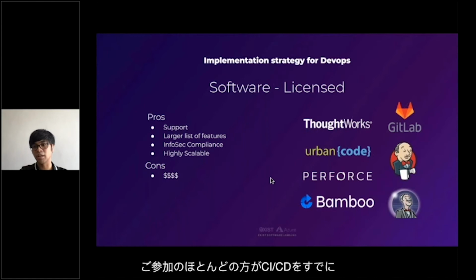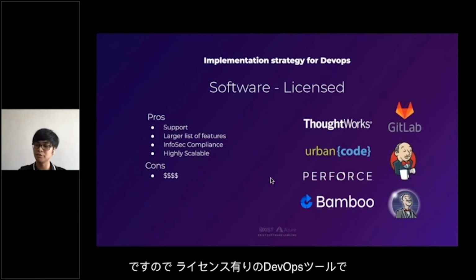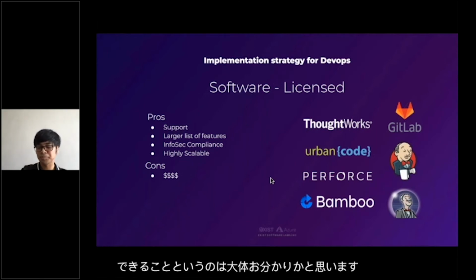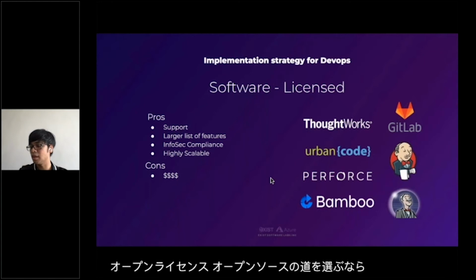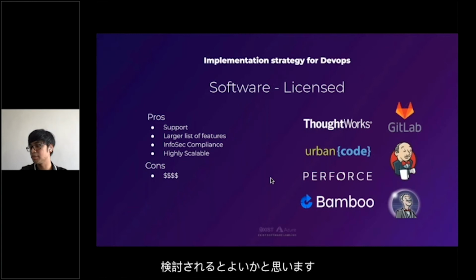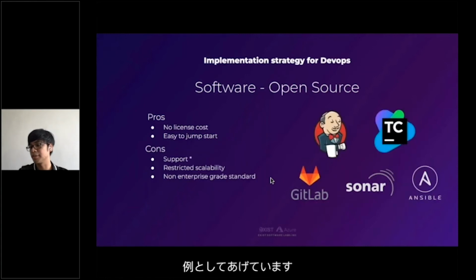Most of you actually have some sort of CI/CD already in place. So more or less, you would have a clearer picture of what licensed DevOps tools can offer and what open source tools can offer. On the right side, by the way, these are some of the tools that you might want to consider in terms of going on the license path or the open source path.